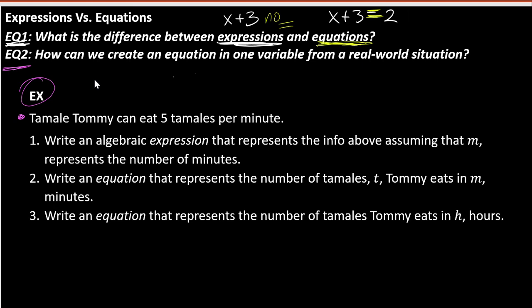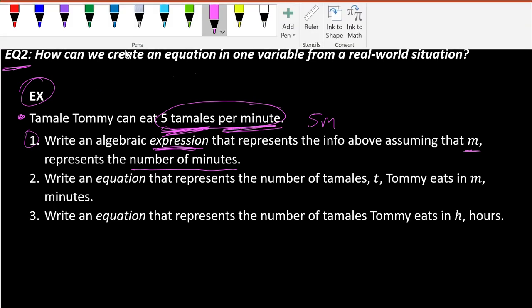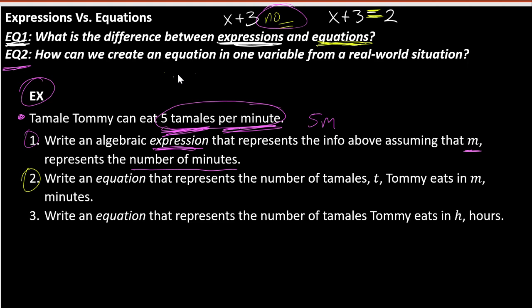So we're asked to do several things. The first thing we're asked to do is write an algebraic expression, an expression meaning there's no equal sign. So write an algebraic expression that represents the info above, assuming that m represents the number of minutes. Very simply, 5 tamales per minute, we would just say 5 times m, 5 times the number of minutes. That's our expression that represents the situation.